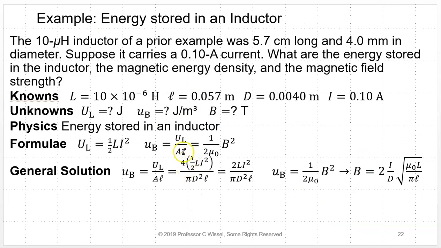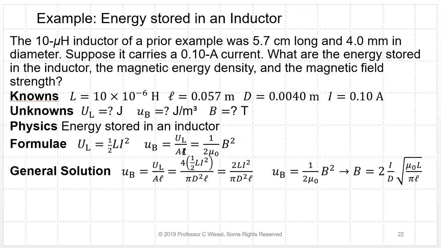Okay, so an example: the energy stored in an inductor. A 10 millihenry inductor of the prior example was 5.7 centimeters long, 4 millimeters in diameter. It carries a 0.1 amp current. What are the energy stored in the inductor, the magnetic energy density, and the magnetic field strength? We write down the knowns. L equals 10 times 10 to the minus 6 henry. Little l is 0.057 meters. Big D is 0.0040 meters. The current is 0.10 amp. We want to know UL in joules, UB in joules per cubic meter, and of course B in tesla.